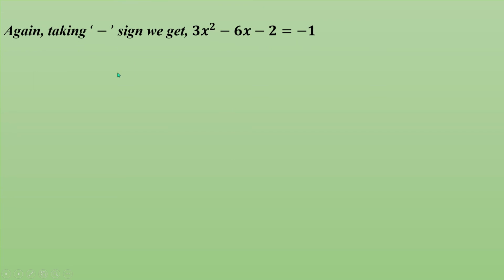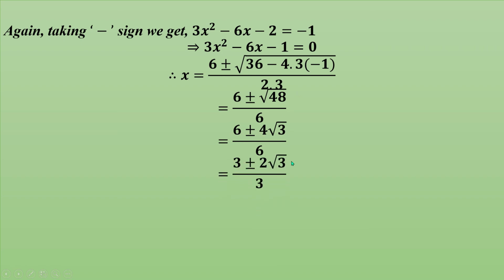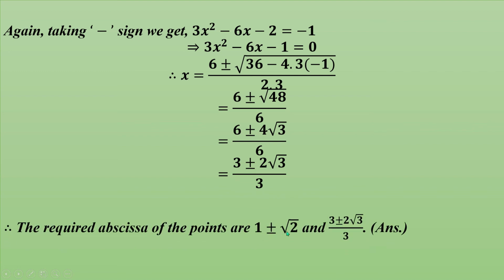Again, taking minus sign, we get 3x square minus 6x minus 2 equal to minus 1. Implies 3x square minus 6x minus 1 equal to 0. Therefore, x is equal to 6 plus minus square root of 36 minus 4 into 3 into minus 1, by 2 into 3. Therefore, this is equal to 6 plus minus square root over 48 by 6. Square root of 48 means 4 square root over 3. Now calculate, we'll get this. Therefore, the required abscissas are 1 plus minus root 2 and 3 plus minus 2 root 3 by 3. This is the required answer.